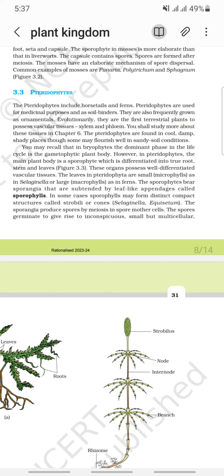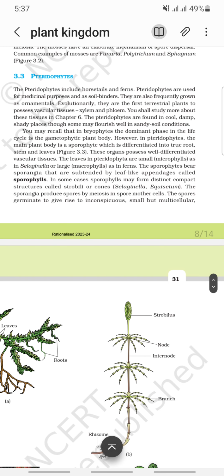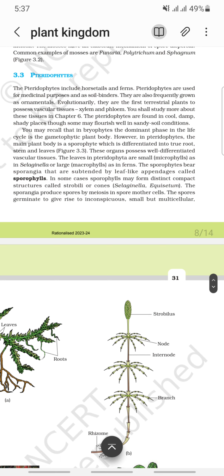Pteridophytes. The pteridophytes include horsetails and ferns. Pteridophytes are used for medicinal purposes and as soil binders. They are also frequently grown as ornamentals. Evolutionarily, they are the first terrestrial plants to possess vascular tissue, xylem and phloem. You shall study more about this tissue in chapter 6. The pteridophytes are found in cool, damp, shady places, though some may flourish well in sandy soil conditions.